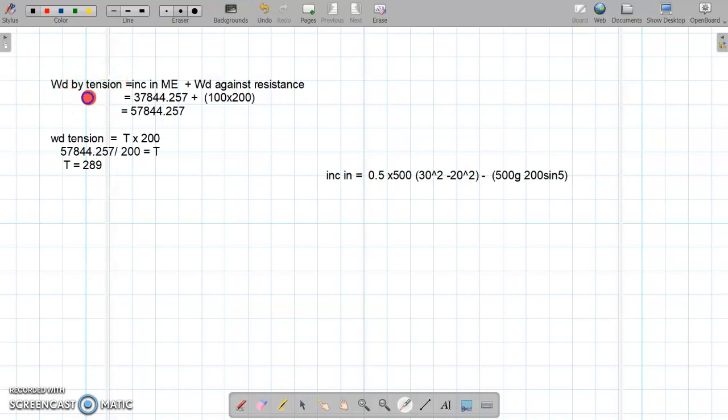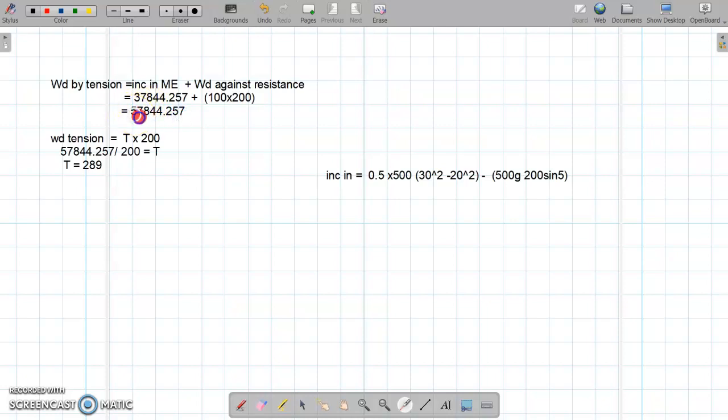So work done by tension equals the increase in mechanical energy, that's KE minus PE, plus the work done against resistance. Increase in mechanical energy, that's kinetic energy, take away potential energy, it's going downhill, and that comes to 37844.257. Work done against resistance, that's force times distance, 100 times 200. So that all comes to, work done by tension comes to 57844.257.